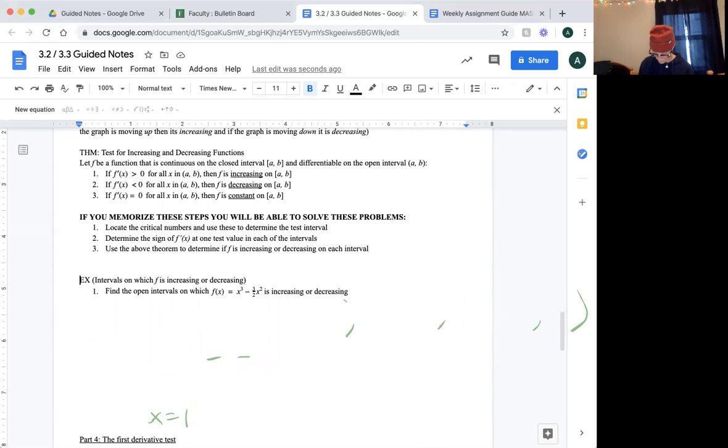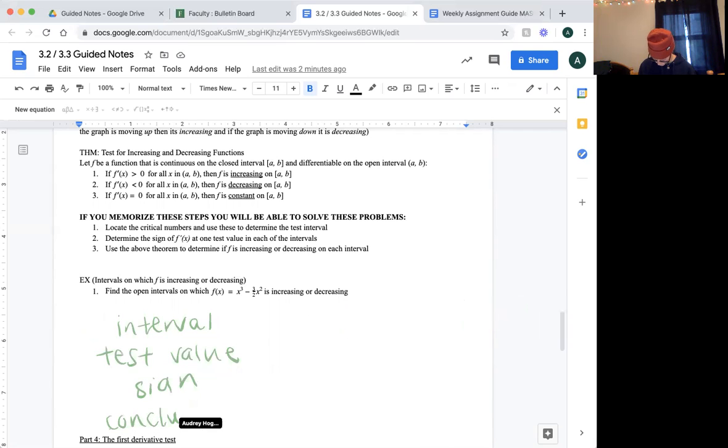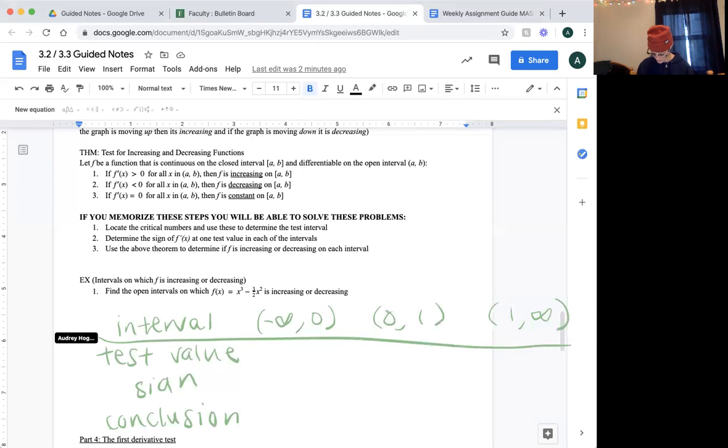So I'm going to erase all my work. Hopefully you understand how to take that derivative, etc. Interval, test value, sign, conclusion. So my first interval, negative infinity to 0, 0 to 1, and 1 to infinity. And you may have many intervals depending on how many critical numbers you have and what your interval is.